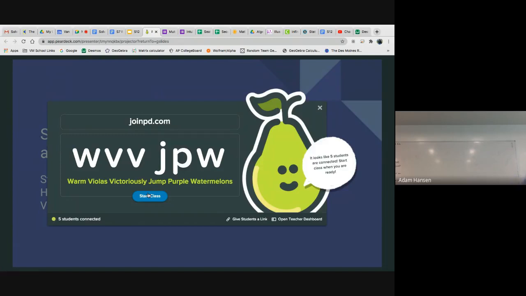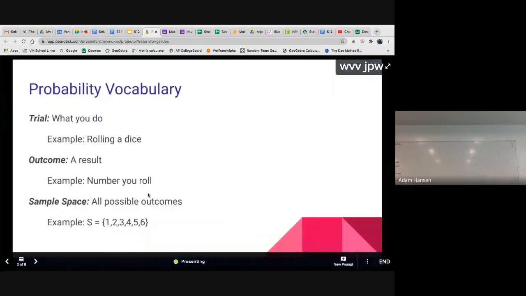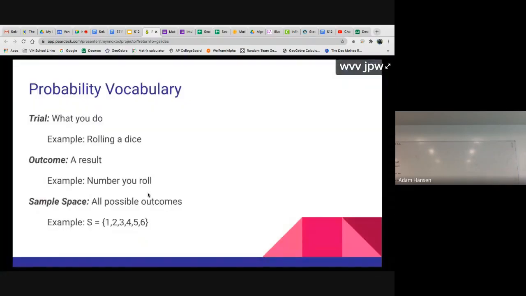Okay. So some probability vocabulary on the first slide. Trial, outcome, and sample space. A trial is the physical activity you're doing. Rolling a dice, drawing a card, flipping a coin. All those random events that we typically describe when we talk about probability. The trial is the physical action.